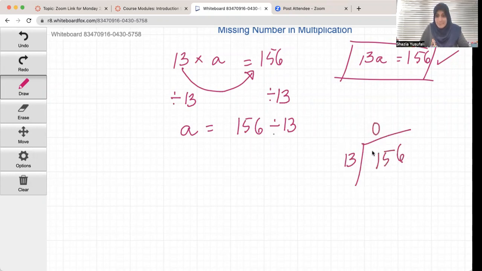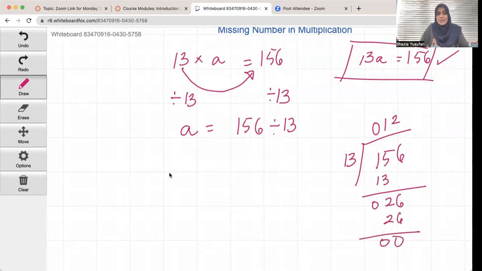13 goes into 15. Yep. How many times? Once. We have a 13 right here. This gives us a 2. This gives us 0. Let's bring our 6 down. 13 goes into 26 how many times? We have a 2. That equals a 26. 0, 0. So the answer is A equals 12.